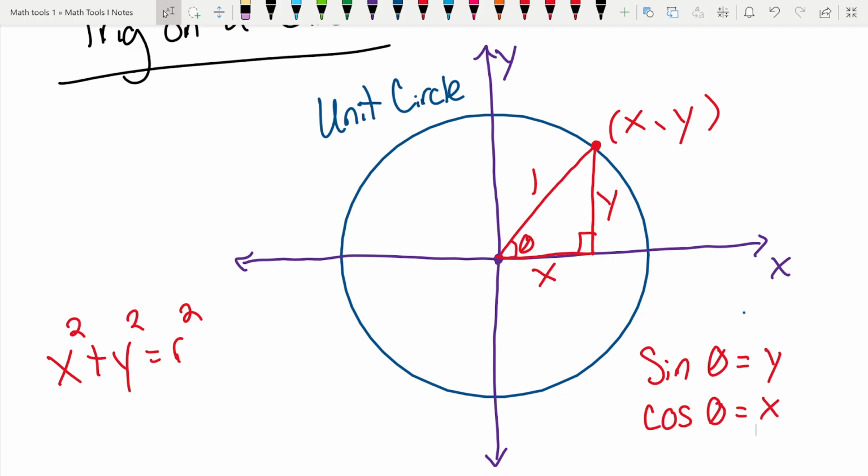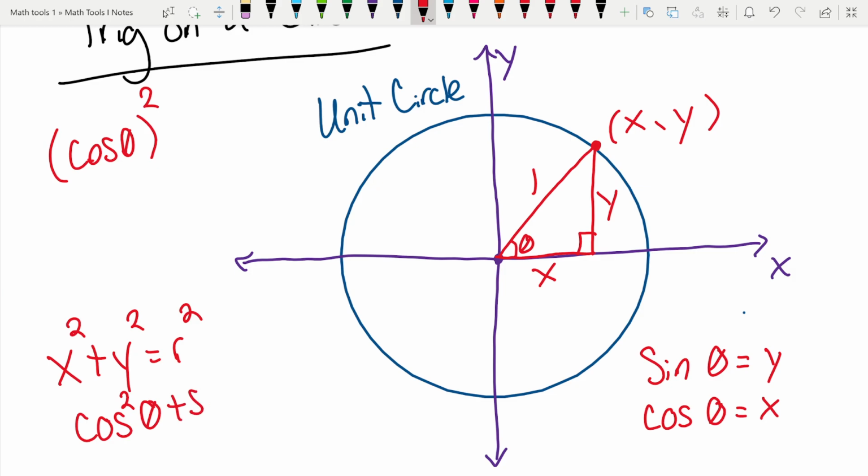So one cool thing maybe we could see right away is that this means that cosine squared theta, which we write a little bit weirdly, we write the squared on top of the cosine. This is the same thing as doing cosine of theta squared, just FYI, plus sine squared theta equals 1 squared, or 1, right? Just making the substitutions with the Pythagorean theorem. So this is known as the Pythagorean identity.